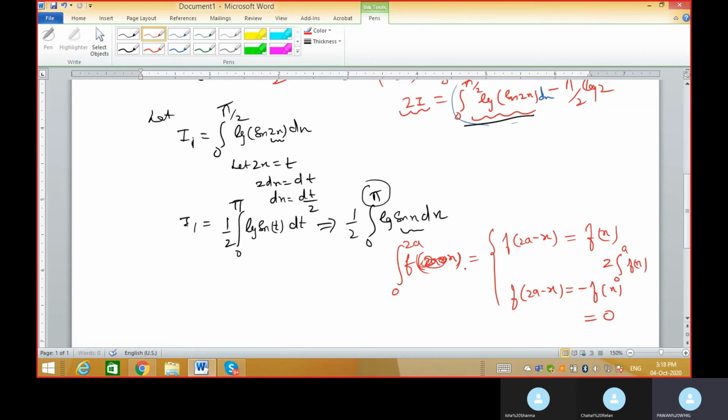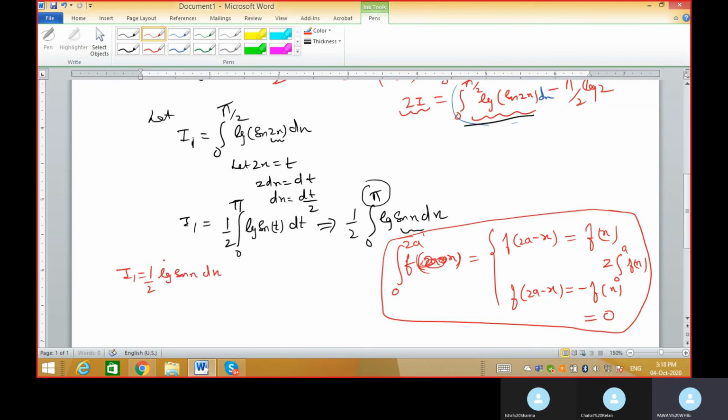So this is a property which is very rarely used, and it is used exclusively in this particular question. See, I1 is equal to 1 by 2 integral of log of sin x dx from 0 to pi, right? Now you match it with this: this is 0 to 2a of f of x. I am assuming this pi as 2a.